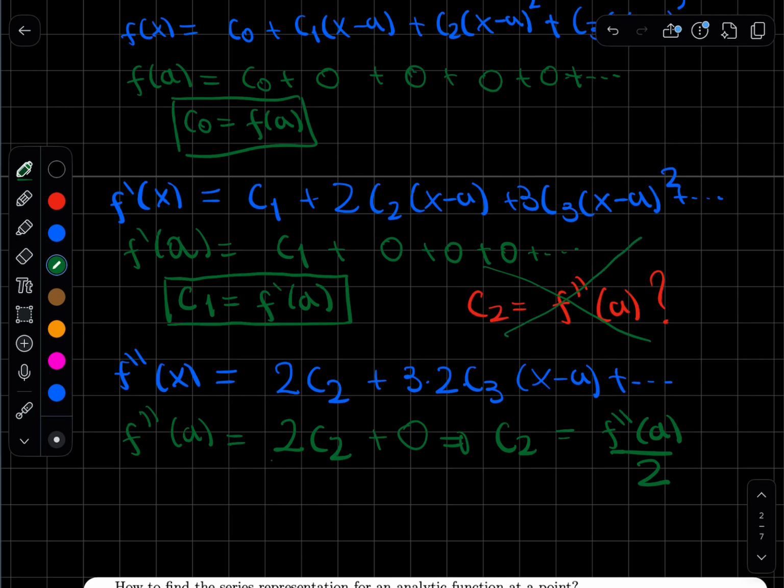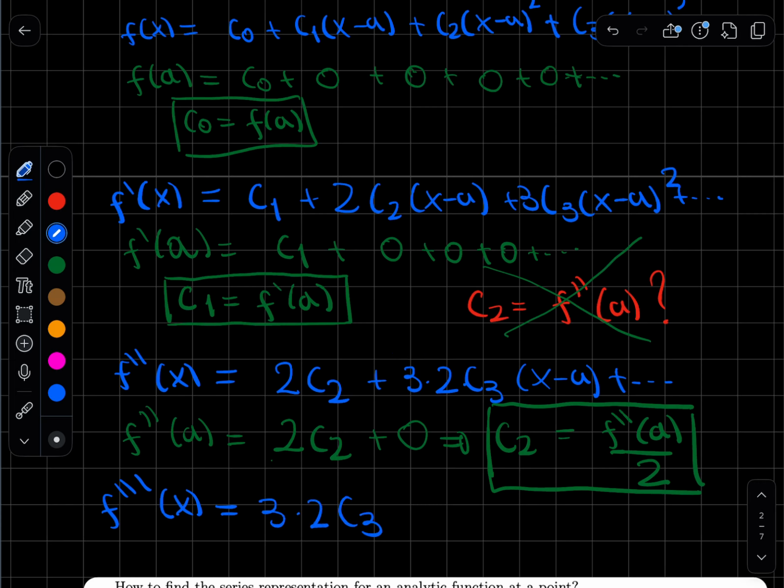So that's not really the case. It's okay to theorize that, but then the pattern becomes a little more difficult. What you can see then after this is that if you derive it a third time, this is going to disappear. And this is going to be just 3 times 2 times c3. And then by plugging it in, you get that c3 is the third derivative at the point a divided by 3 times 2.